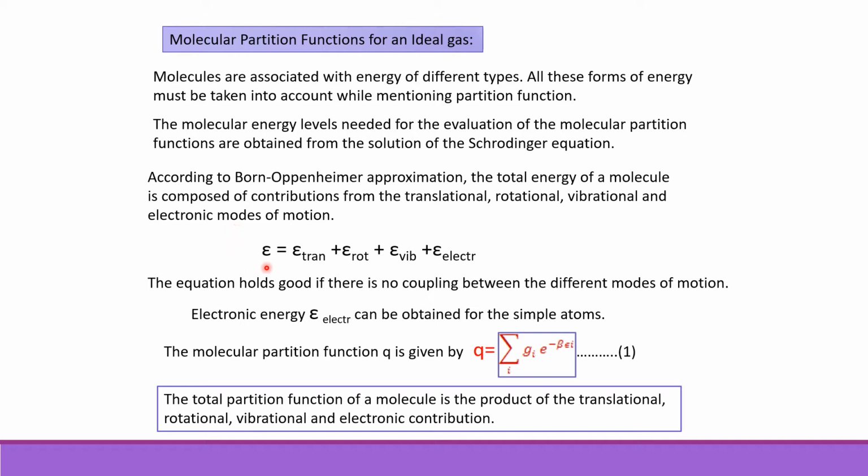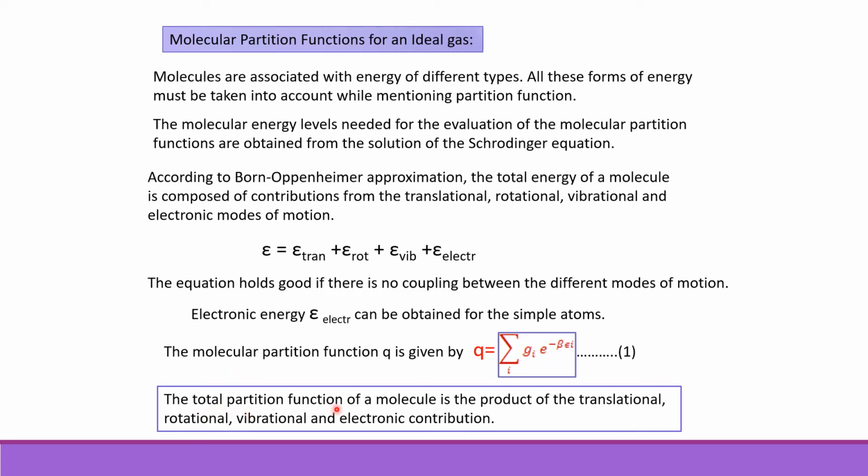So we can write the total energy here is the addition of translational modes of motion, then rotational, then vibrational, and electronic modes of motion. So the equation holds good if there is no coupling between the different modes of motion. The electronic energy epsilon electron can be obtained for the simple atoms. The molecular partition function we are representing by Q is given by Q is equal to summation gi into e raised to the power minus beta epsilon i. This is equation number 1.